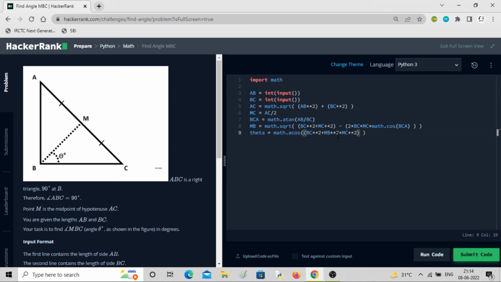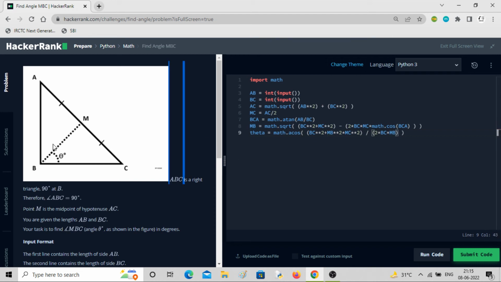Okay, then I'll divide it by 2 BC MB. Okay, so that is how you will be able to do it, 2 star BC MB, and this will give you the result. I'll keep this in a different bracket. So now you will be able to see the angle.